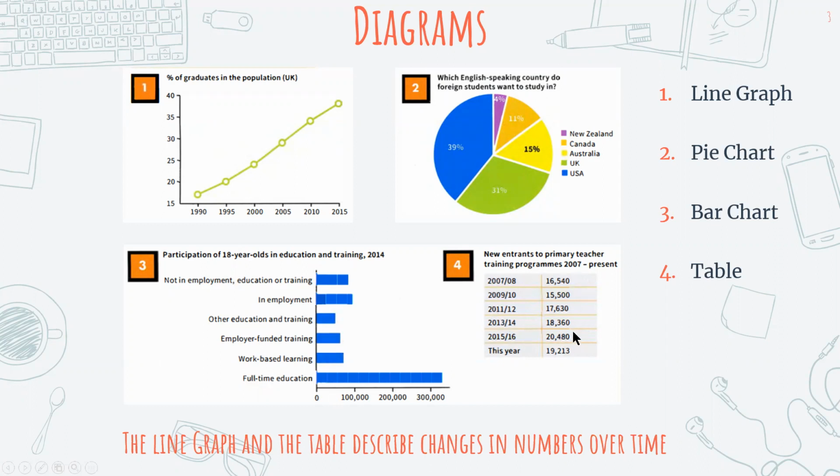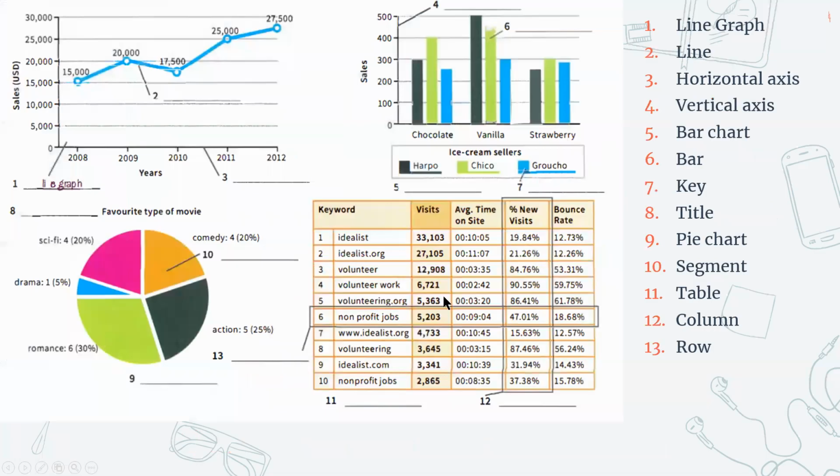Four, of course, it's our old friend, the table, okay? So nothing new here. The line graph and the table describe changes in numbers over time, okay? The line graph is describing a change of numbers, okay? We will talk about that soon, don't worry, okay? So these are 4 of the possible task 1 questions, okay?